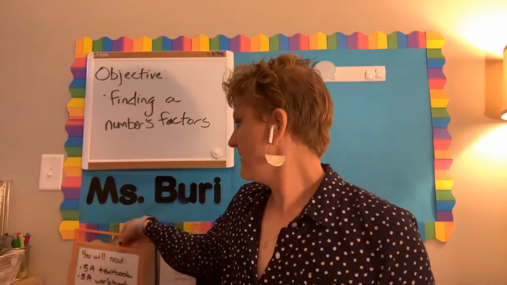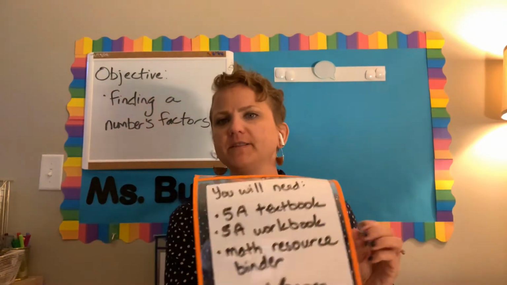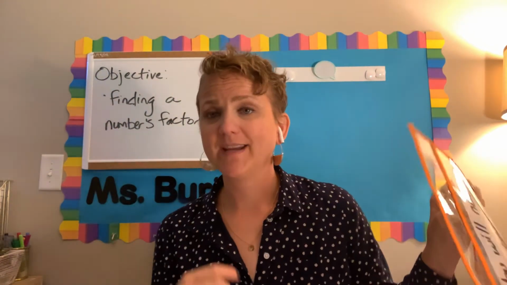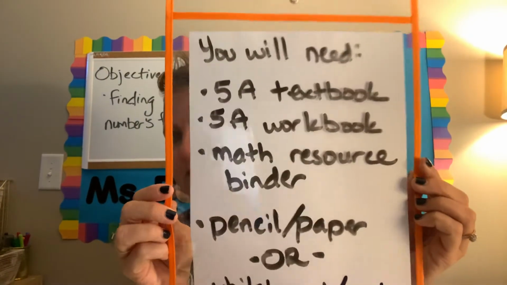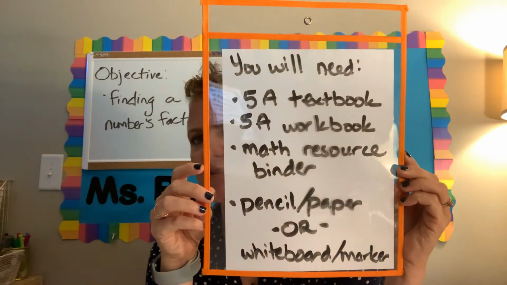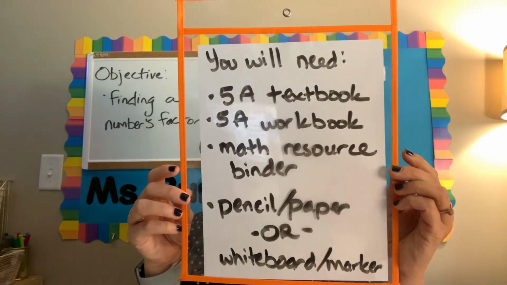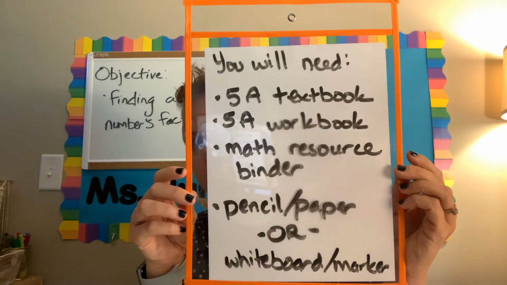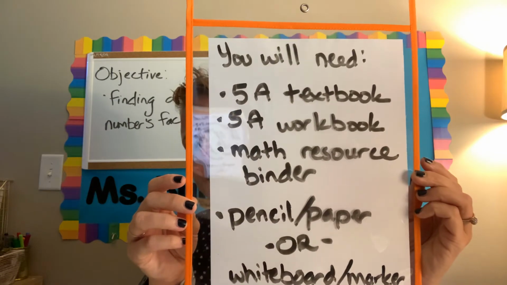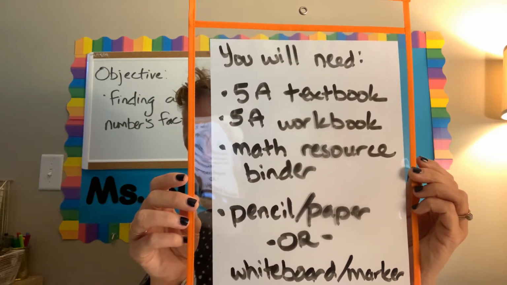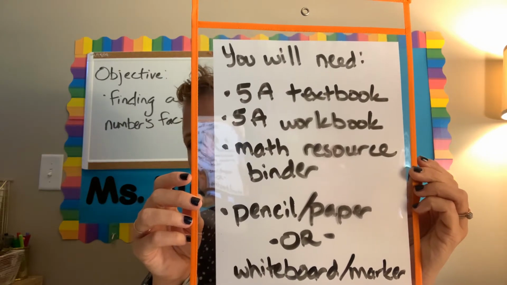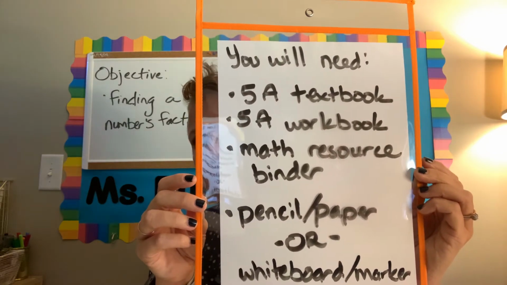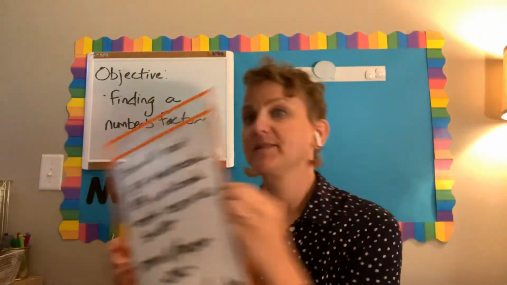Before we get started, we want to make sure we're getting our materials together. So I'm going to show you what you need to get. You should pause, go get those things, and then come on back. Today you are going to need the same things you've needed the last couple of days. You'll need your 5A textbook, your 5A workbook, your math resource binder, and then pencil and paper or whiteboard and marker. And either way, really, you're going to need a pencil in the end.